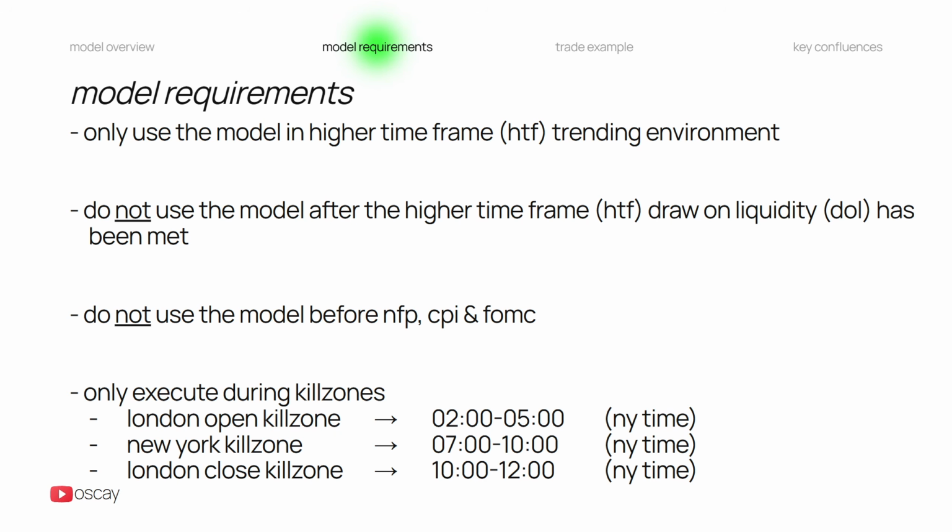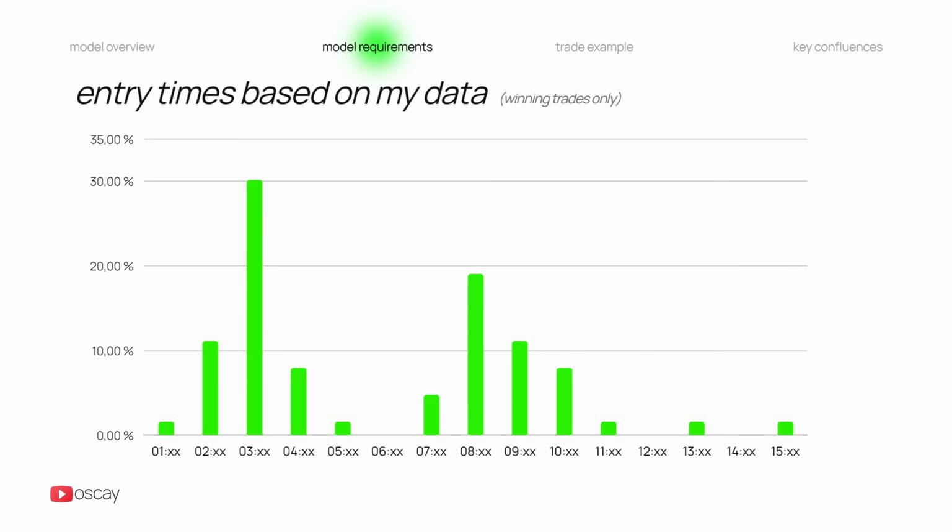And we only execute during the kill zones. Pause the video to read the times. I ain't gonna read them for y'all. Now here we got my favorite times to trade based on my winning trades only. As you guys can see, 2 to 3 a.m. is a sweet spot for London session, and 8 to 9 a.m. is a sweet spot for New York session.